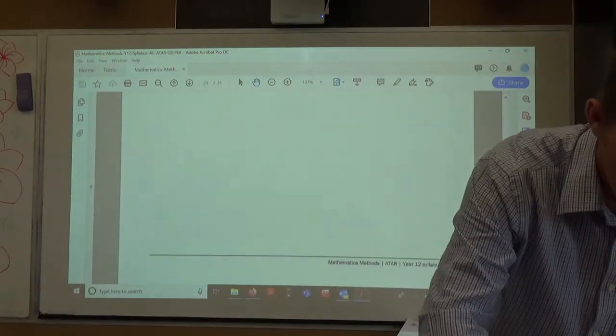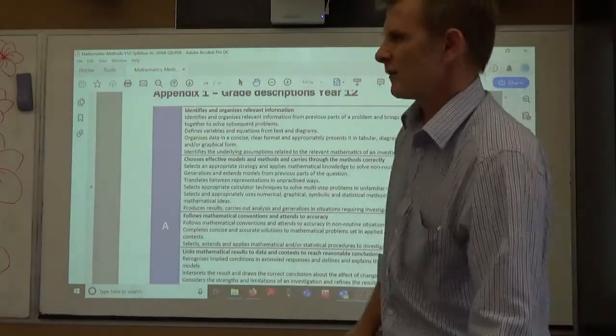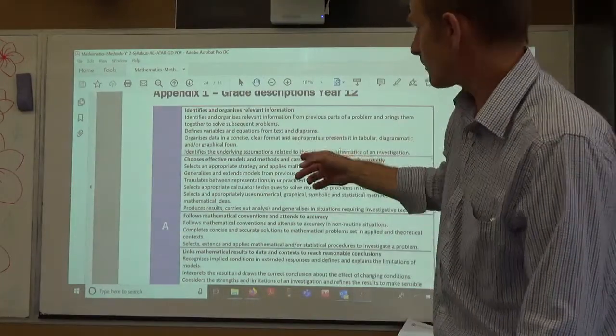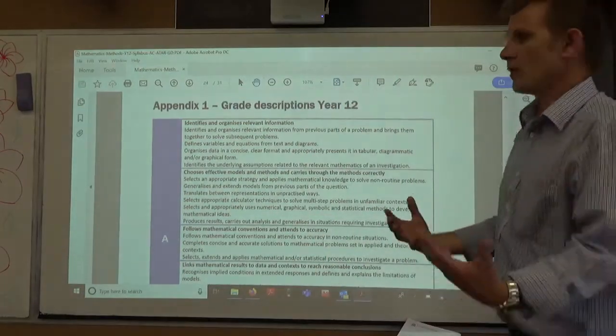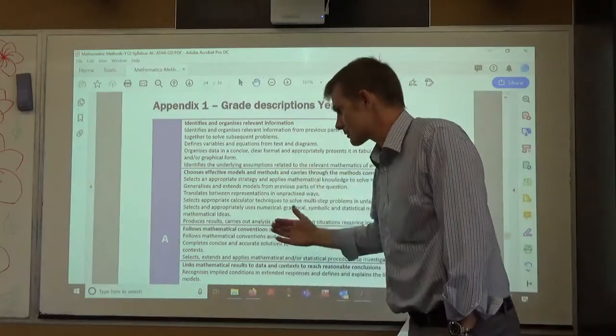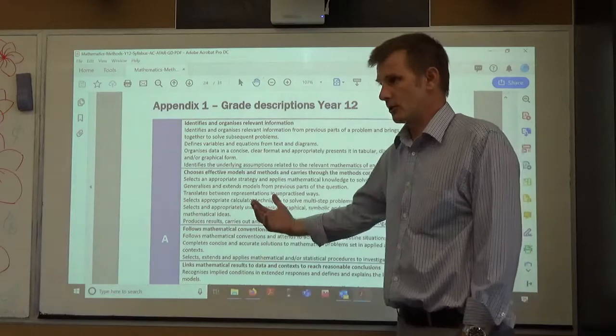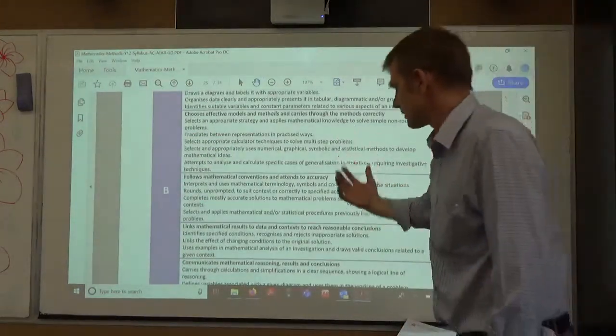Now, in your booklet, I didn't put in Appendix 1. I didn't feel the need to photocopy it out. It's here. It's the grade-related descriptors. So it tells you that if you are going to get an A grade at the end of the year for this course, these are the sorts of things through your work that you need to be showing. If you're going to get a B grade, then these are the sorts of things.